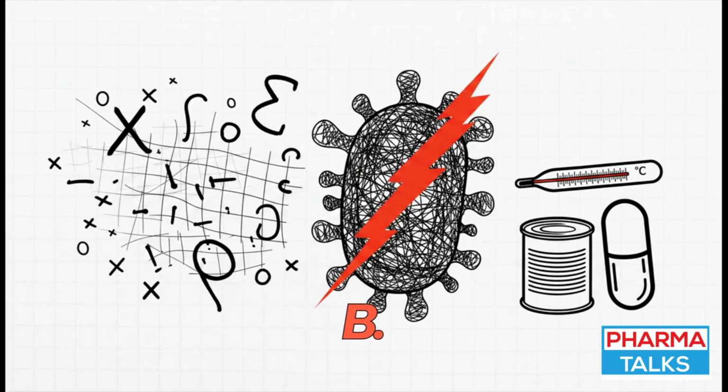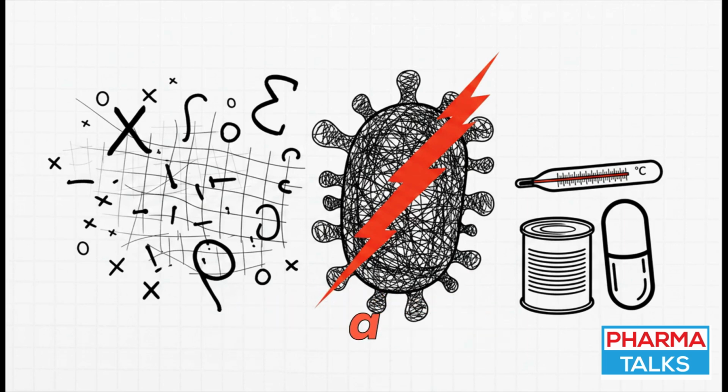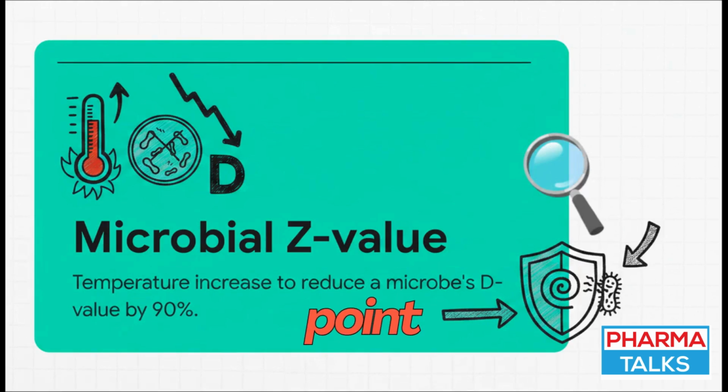Now for path B, microbial thermal resistance. Leaving pure math behind to travel down this path, the tone shifts dramatically. We're moving from abstract numbers on a page to the very literal, physical reality of destroying dangerous microbes using heat. This right here is the critical science behind food processing and pharmaceutical manufacturing. So the crucial point is how this translates in the lab.